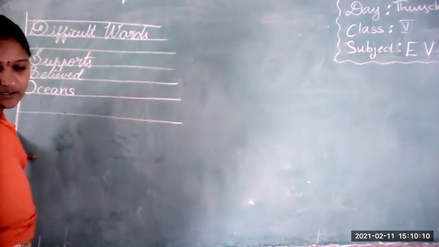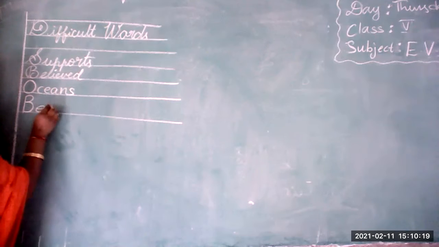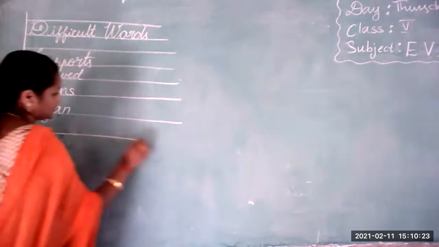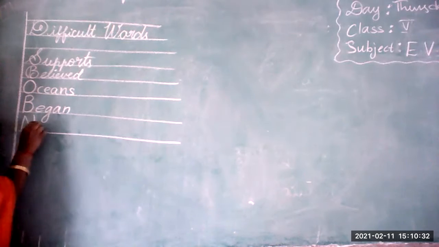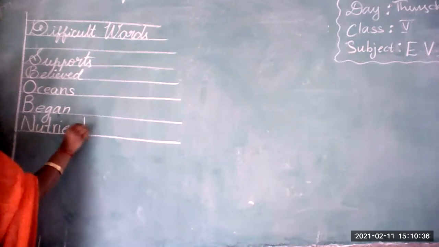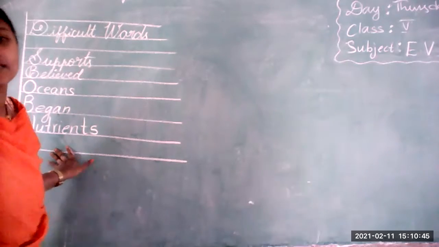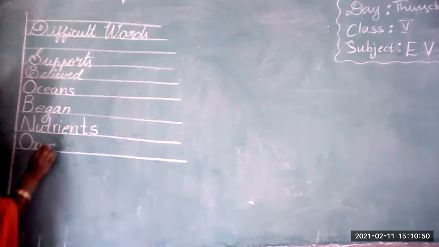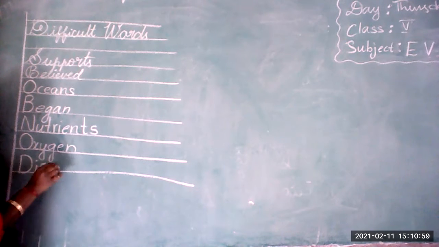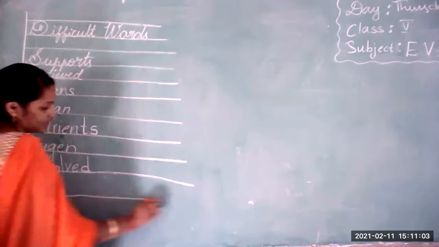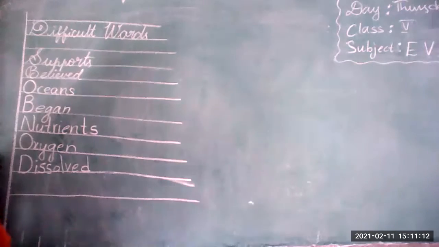Next, began. Next one is nutrients. Okay, students. Oxygen. And next one, dissolved. First letter starts with a capital letter and write neatly. Don't look here and there, Amma. Dissolved. Okay? Next.